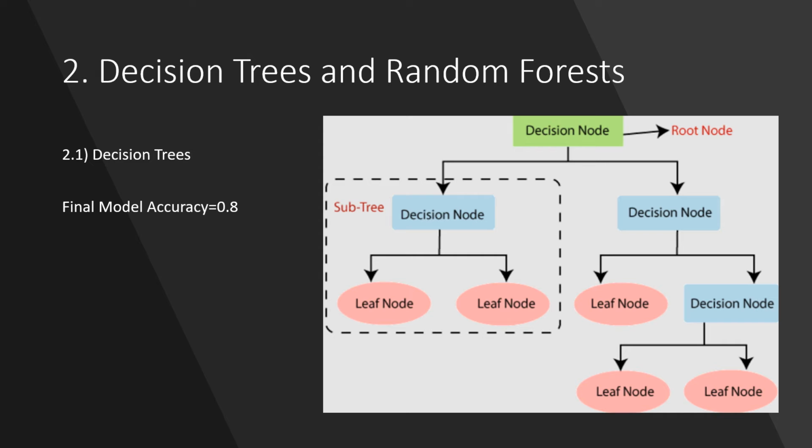Our optimal decision tree obtained an accuracy of 0.8. However, instead of trying to figure out how we can improve this model, we decided to use ensemble learning, which we'll talk about in the next slide, as well as random forests to try to achieve a better accuracy.